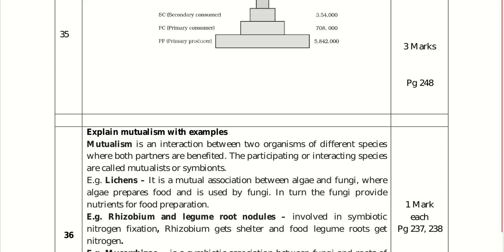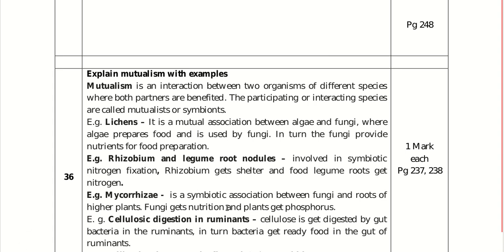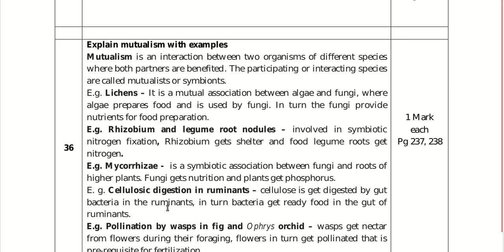Rhizobium and legume root nodules also exhibit symbiotic nitrogen fixation. Mycorrhizae is a symbiotic association between fungi and roots of higher plants. Fungi get nutrition and the plant gets phosphorus. Cellulosic digestion in ruminants by bacteria, wherein the bacteria in the gut of ruminants digest food, is also an example of symbiosis.